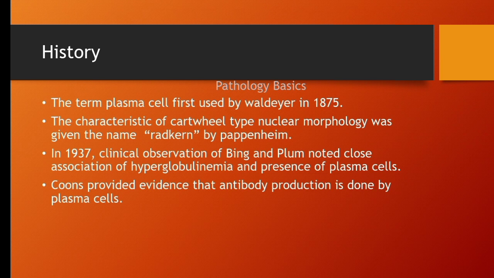The term plasma cell was first used by Waldeyer in 1875. The characteristic cartwheel type nuclear morphology was given the name "Radkern" by Pappenheim. In 1937, clinical observation by Bing and Plum noted a close association of hyperglobulinemia and the presence of plasma cells. Coons provided the evidence that antibody production is done by plasma cells.